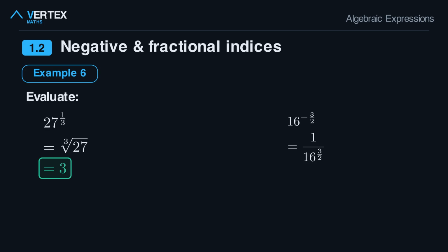The denominator is the root and the numerator is the power. The denominator is 2, so we take the square root of 16. The numerator is 3, so we cube that result. Always do the root first, it keeps the numbers smaller. So if we take the square root of 16, we'll get 4, and 4 cubed is 64. This means that our final answer is just 1 over 64.